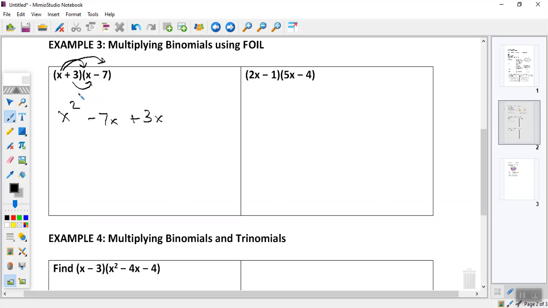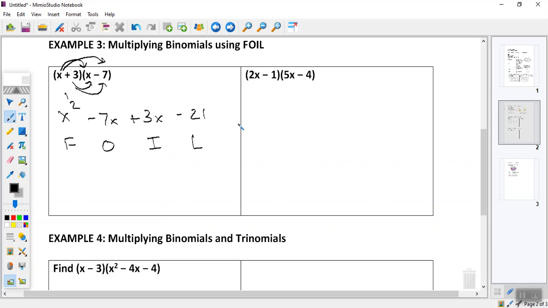And then 3 times -7 times -4. Okay. And guys, really what I'm going to do is this. The way I arrow this out, this came from the first, I'll put them down here. This came from the first terms in each binomial, or each parentheses, if you will. This came from the outside of each, right? This came from the inside, and this came from the last terms, okay?